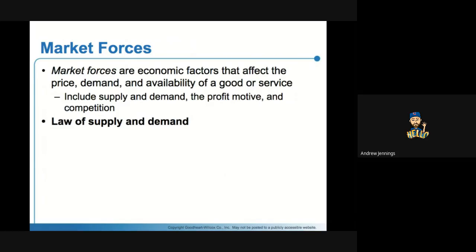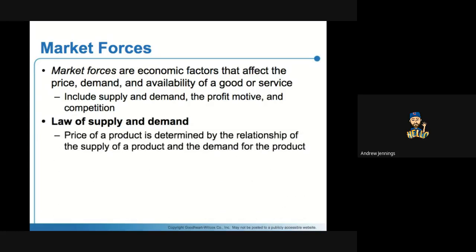So the law of supply and demand can get a little bit complicated. And I'm going to be honest with you, I took economics in college, and there are college students that don't understand the law of supply and demand. So I'm going to try and explain it to you simply. And if you still don't understand it, please, please, please ask me questions about it after you're done watching this lecture.